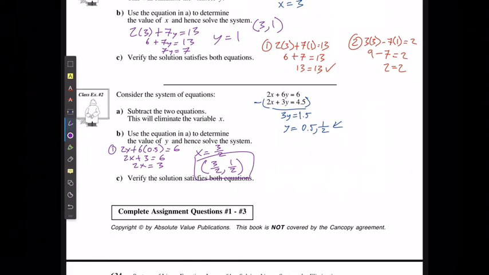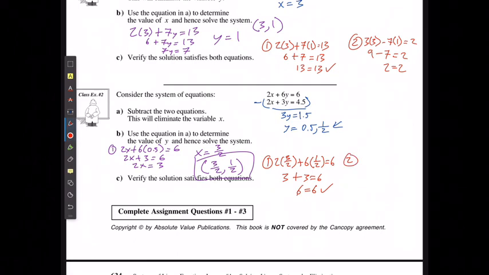And once again, now I need to check that it actually works in both equations. So for equation 1, if I have 2 times 3 over 2 plus 6 times 1 over 2 should equal 6. Well, 2 times 3 is 6 divided by 2 is going to be 3. Plus 3 is equal to 6. 6 equals 6, and that one works.